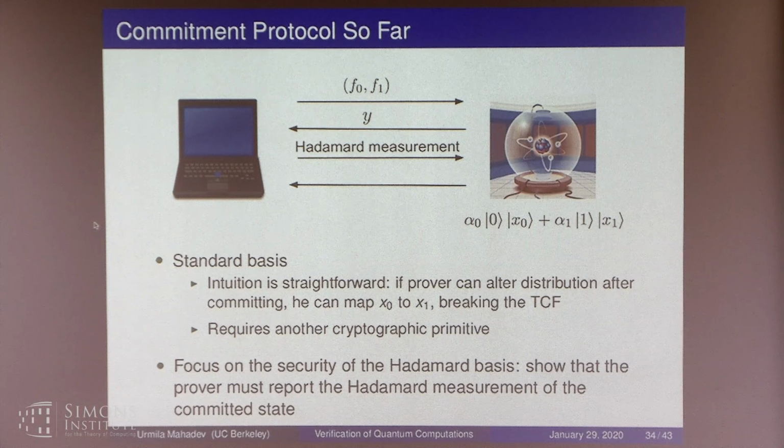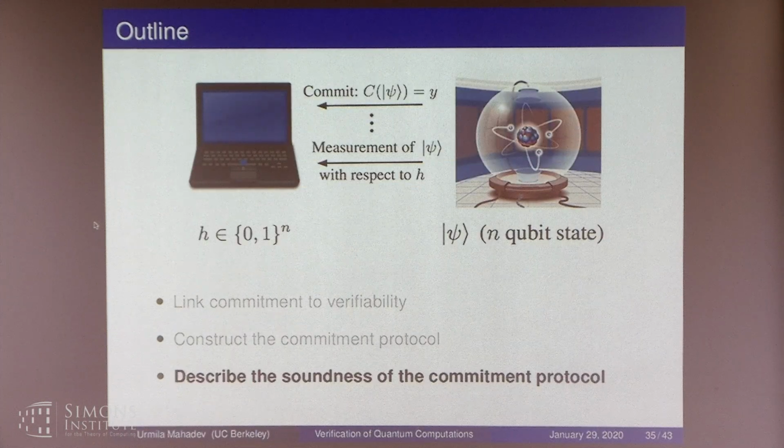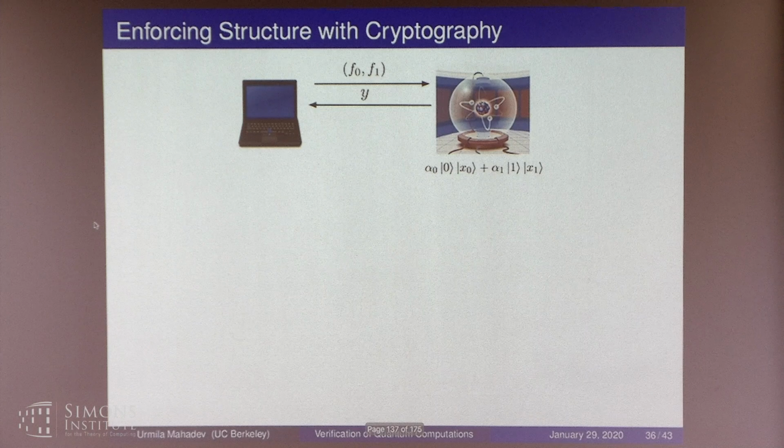So now we have to prove the security of the Hadamard basis. And this is what I refer to as the soundness of the commitment protocol. So it's showing non-adaptivity on the part of the prover. Now, this is probably the hardest part of the protocol because it's quite tricky to enforce structure for a quantum prover.